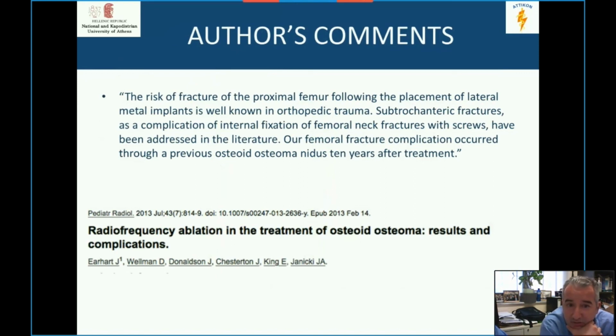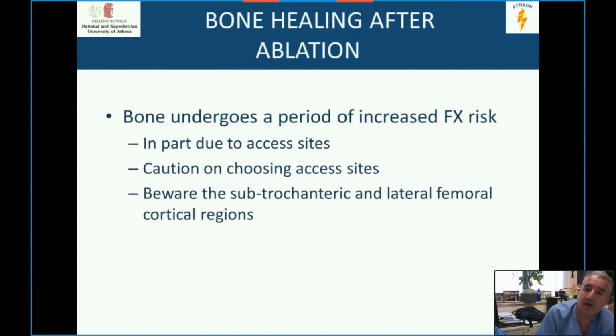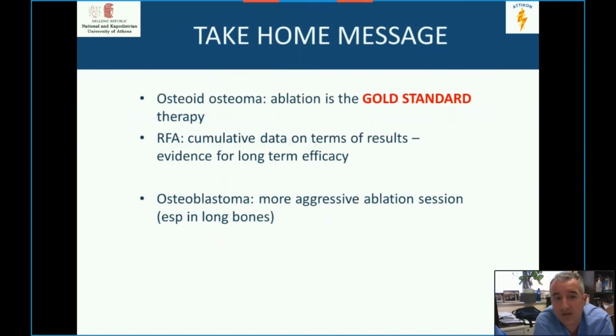The risk of fracture of the proximal femur following the placement of lateral metal implants is well known in orthopedic trauma. You should always remember that bone undergoes a period of increased fracture risk, in part due to the access sites, and you should pay caution on choosing these access sites. Specifically, beware of the subtrochanteric and lateral femoral cortical regions.